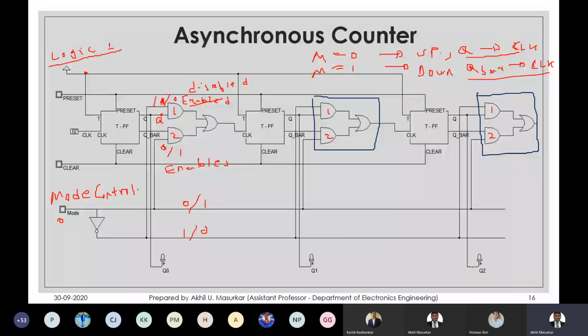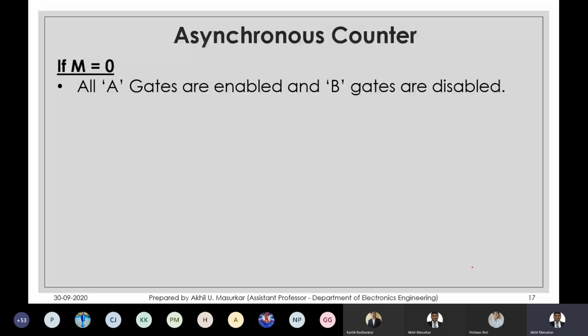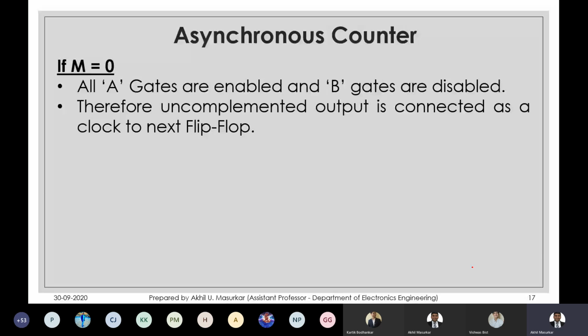So this was my asynchronous counter. That is, if n equal to 1, all A gates are enabled and B gates are disabled. A is the upper gates. Therefore, uncomplemented output. So you can just write these two lines. When n equal to 0, uncomplemented output is connected as clock to the next flip-flop.